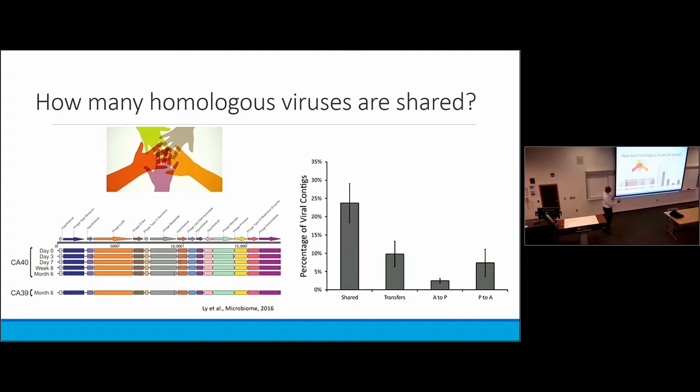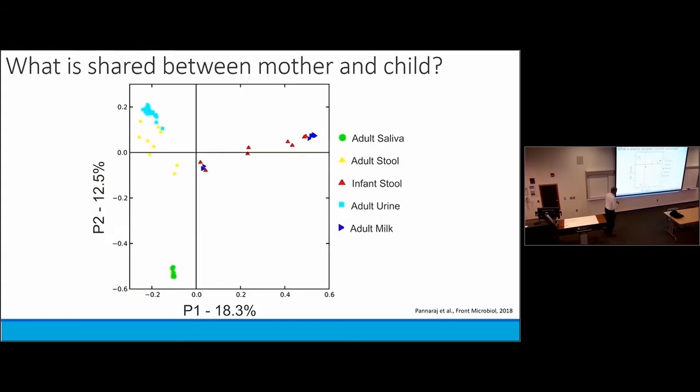When we do this sort of analysis, right around 25% of these viruses look like they're shared between household members, and right around 10% of these have patterns that are consistent with being transmitted from one household member to the other household member over the course of the study.